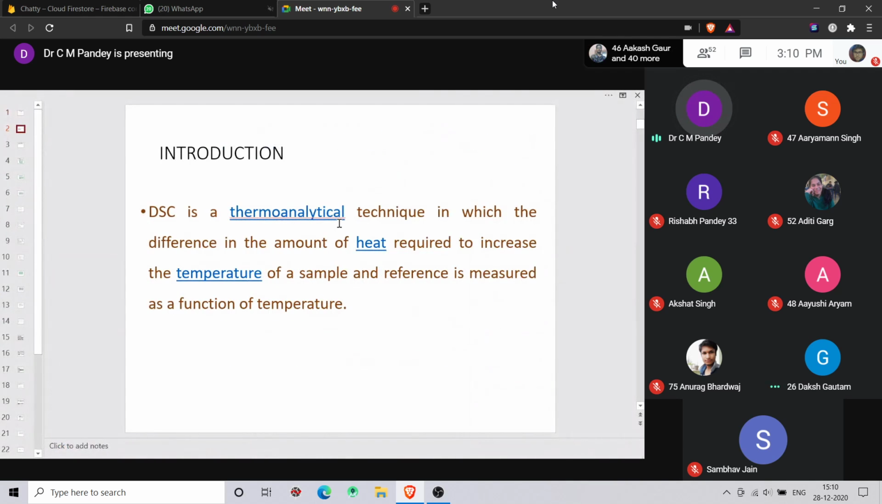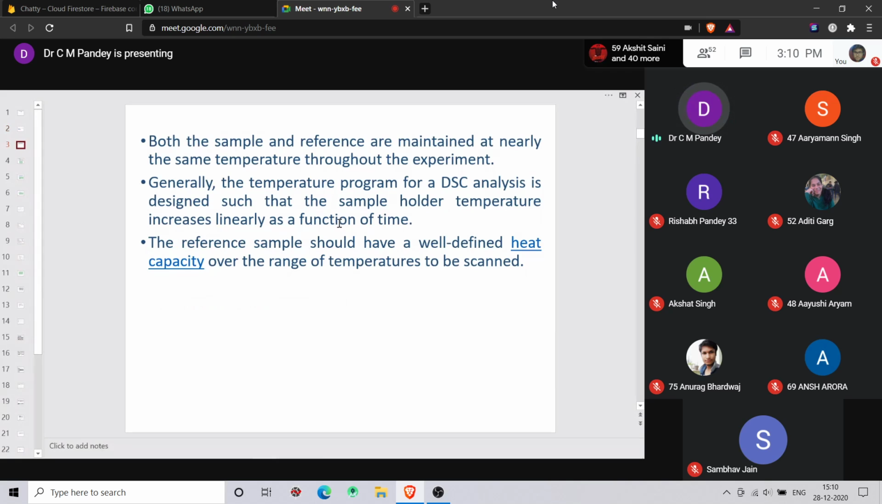Now, DSC is a thermoanalytical technique in which the difference in the amount of heat required to increase the temperature of a sample and reference is measured as a function of temperature. Here, both the sample and the reference are maintained at nearly the same temperature throughout the experiment. Generally, the temperature program for a DSC analysis is designed such that the sample holder temperature increases linearly as a function of time. And the reference sample should have a well-defined heat capacity over the range of temperature to be scanned.